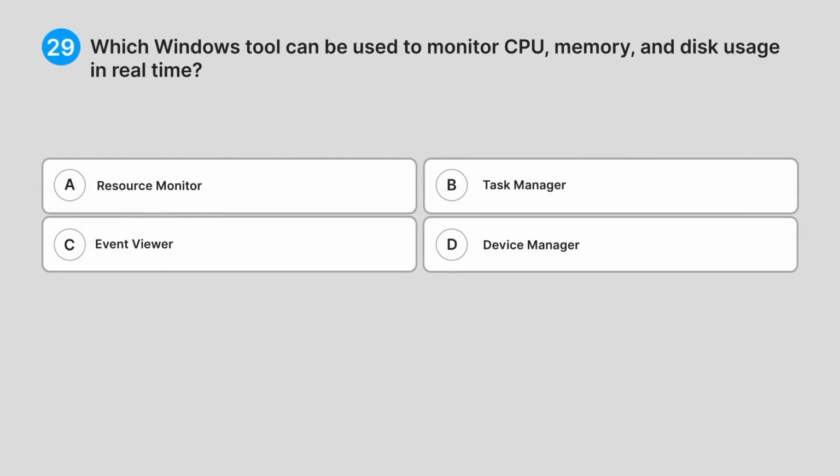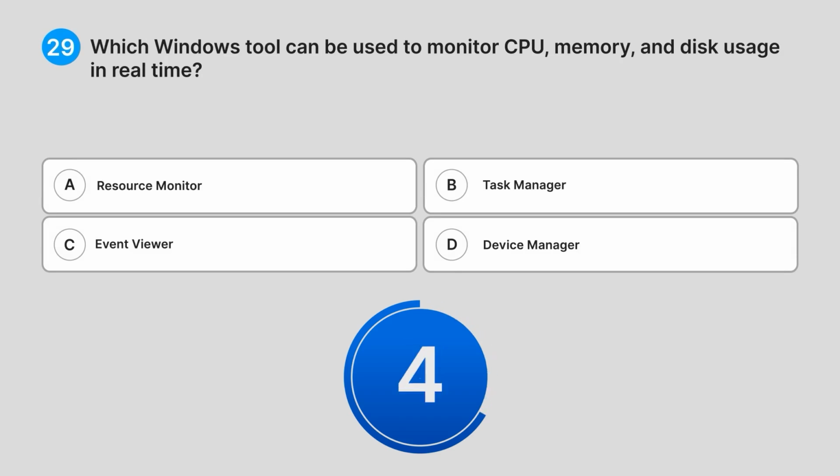29. Which Windows tool can be used to monitor CPU, memory, and disk usage in real time? A. Resource Monitor, B. Task Manager, C. Event Viewer, D. Device Manager. Do you know the answer?